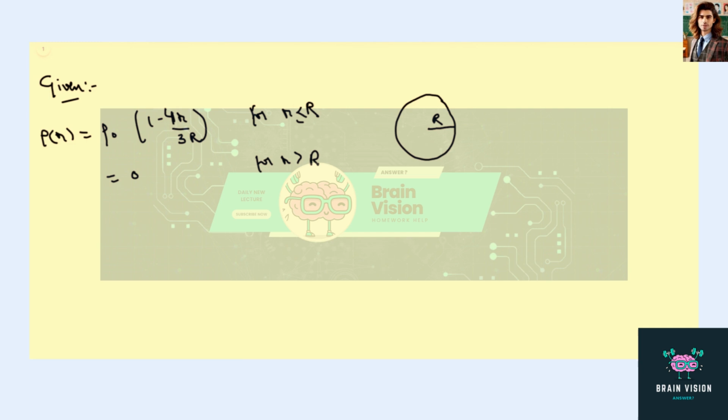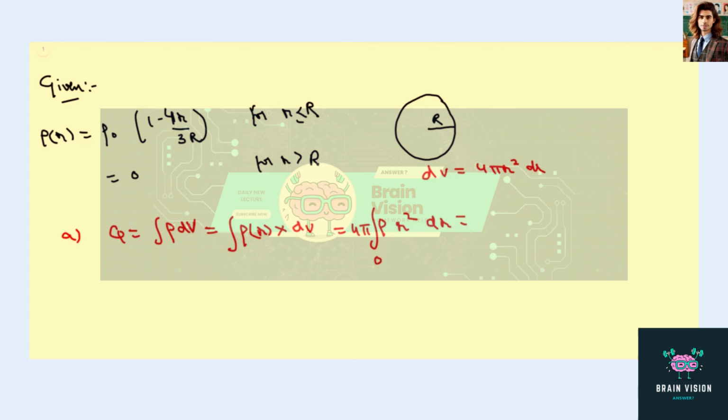So let's find the charge contained. We have Q equals the integral of rho dV, the volume charge density multiplied by volume, which gives the total charge. This is a sphere, so this would be rho of r times dV, and dV is equal to 4 pi r square dr. Putting in the value of rho, r goes from 0 to capital R, so we have 4 pi rho naught integral from 0 to R of 1 minus 4r over 3R, times r square dr.